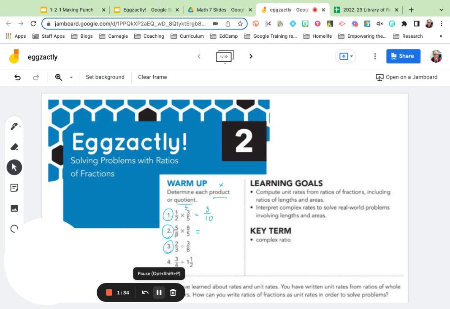Now, if I solved this without any simplifying, what would I get? Let's see. I'd have 5 times 8, that's 40. I would have 8 times 5, that's 40, and that would give me 1. 40 over 40 is 1.